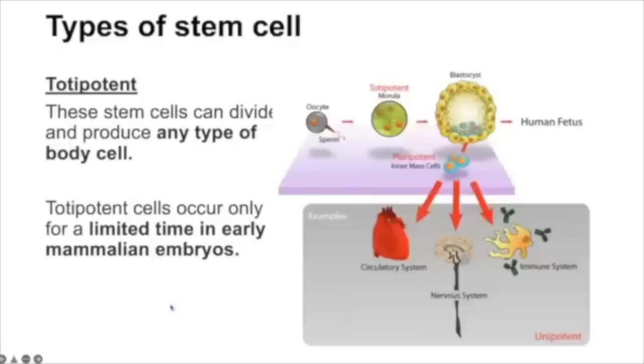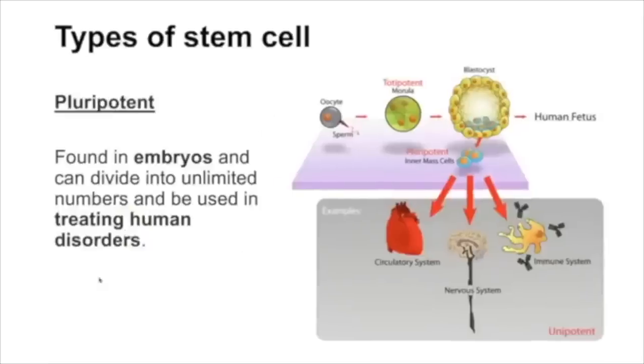So if we have a look at the totipotent first, these stem cells can divide and produce any type of body cell. So they have the ability to differentiate into any cell. And the totipotent cells occur only for a very, very limited time in the early mammalian embryos. Pluripotent stem cells are also found in embryos, and they can divide into almost every cell, but not the placenta cells. So they can divide an unlimited number of times as well, and they're used in treating human disorders.